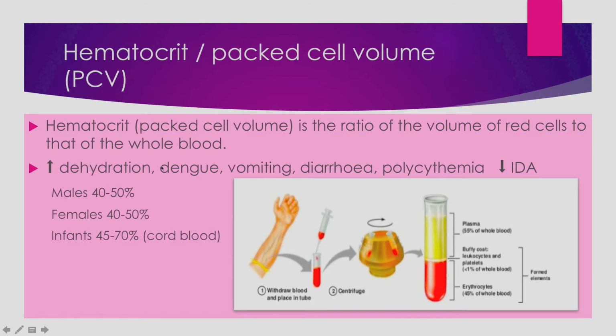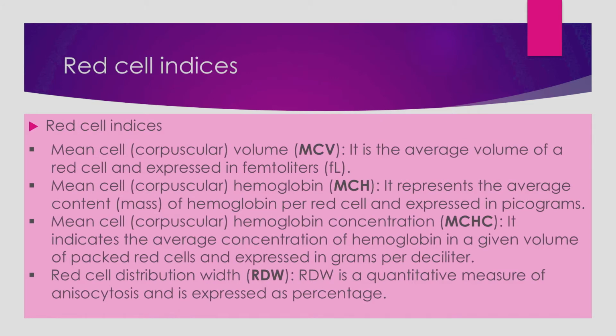So hematocrit value increases in dehydration and dengue, whereas this hematocrit packed cell volume level decreases in iron deficiency anemia, because the RBC levels decrease, you can say the RBC count decreases, right? So the hematocrit value decreases in iron deficiency anemia. Next is red cell indices. Red cell indices are certain tests, lab tests which we do in order to study the RBC.